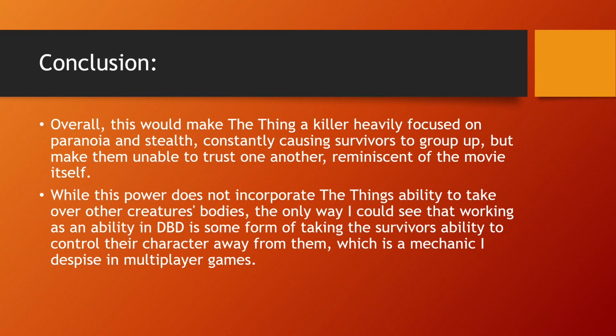So, in conclusion, this killer would be very heavily focused on paranoia and stealth, just like in the movies, which would cause the survivors to group up, but they would be unable to trust each other. This is obviously very reminiscent of the movie. Go watch the movie if you haven't, it's great. And I'm sure if you have seen the movie, you've had this thought: this does not in any way incorporate the Thing's ability to assimilate other creatures into its own body or physiology.